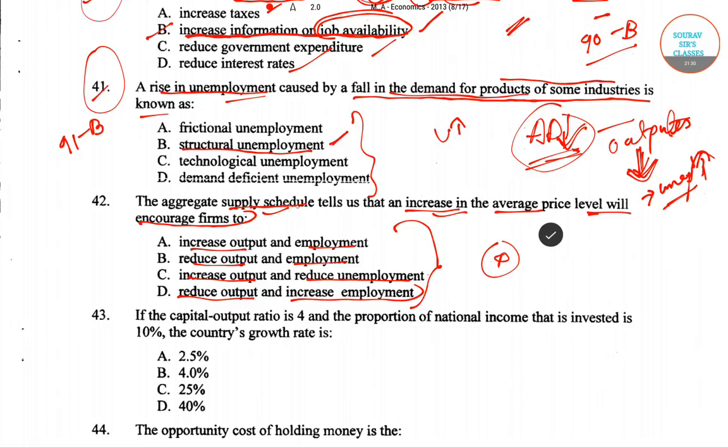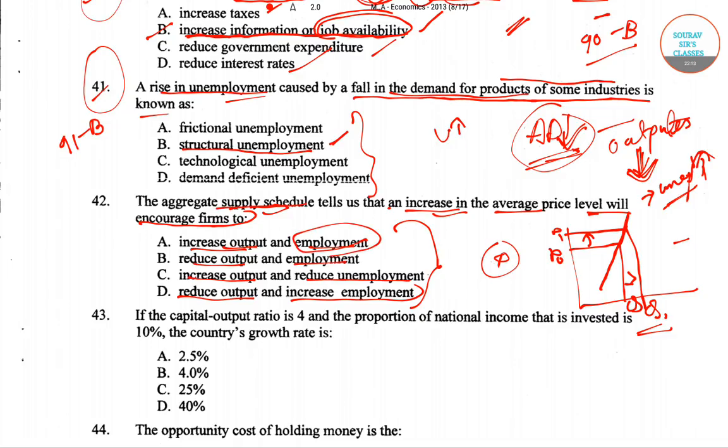That is, when the aggregate supply schedule tells us about an increase in average price level, we know the aggregate supply curve is positively sloped. Say this is the price level and this is the quantity. Now when price level increases from P0 to P1, the output also increases as the aggregate supply curve is positively sloped. Given the output has increased, the producers will hire more laborers from the economy. So as a result, the employment will also increase.